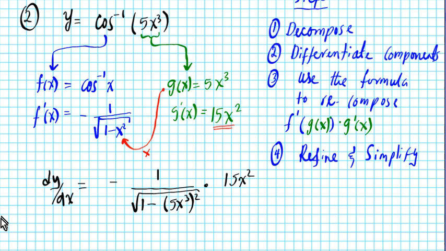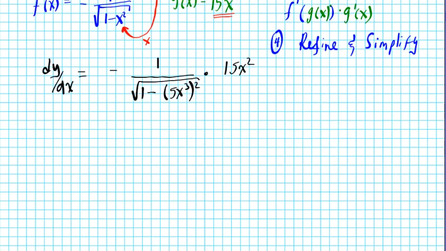Alright, so what can be simplified here? If you take a look at the radicand in the denominator, we can raise 5x to the third to the 6th power. If we apply that rule, dy dx, and if you want to refine this, the numerators we can multiply with each other. So we have negative 15x squared times 1 is 15x squared. All that divided by the square root of 1 minus.